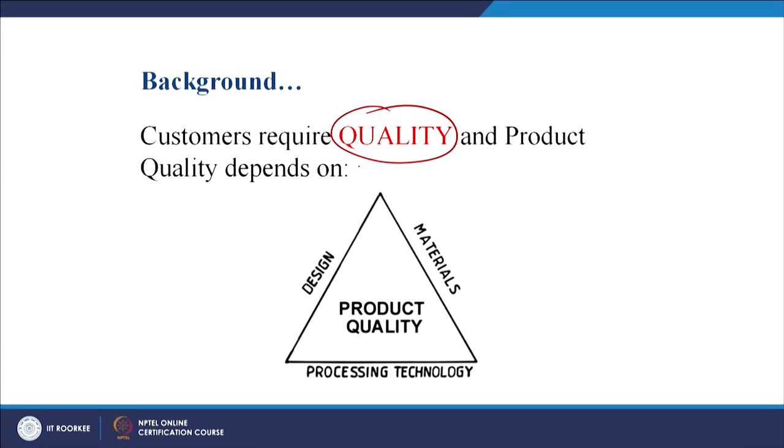Then how to ensure that the product performs its intended function? For example, I have used this pen to mark quality here. Now suppose I start using it and it is not working properly, I will say, oh, this is of very poor quality. I was trying to draw a circle around quality and I was not able to. So we say quality is ascertained when the intended function is achieved by the product. But how to ensure that? We can ensure that using three important aspects or characteristics.